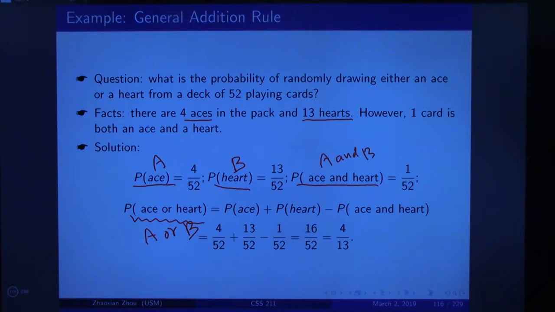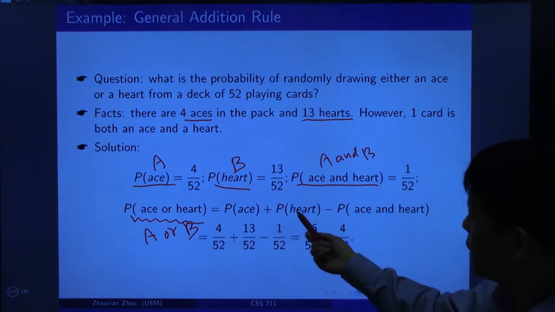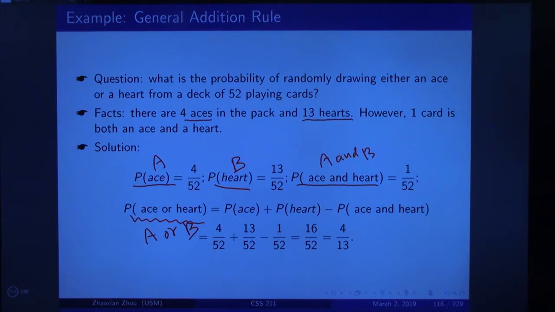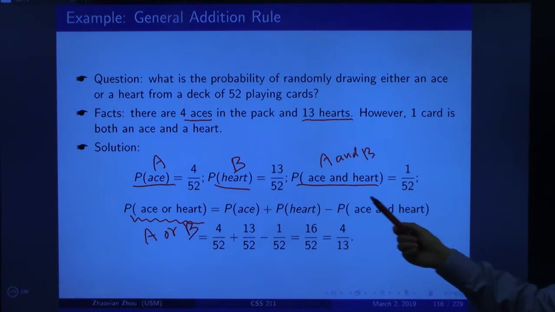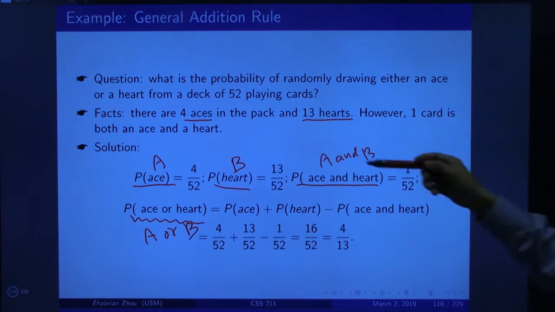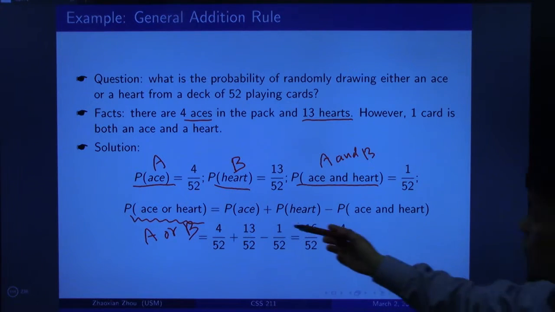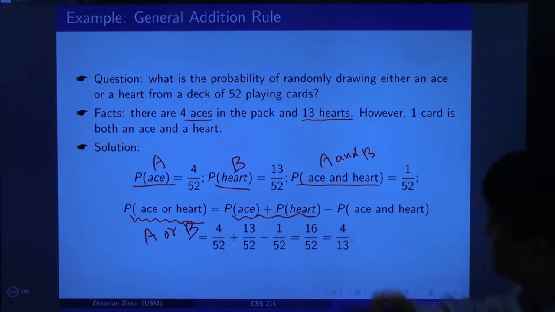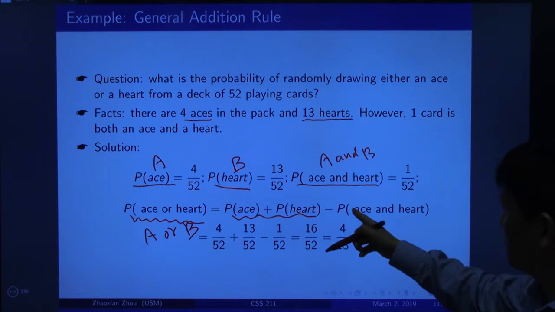So we know P(A or B) equals P(A) plus P(B) minus P(A and B), right? The reason we use this formula is that event A, ace, and event B, heart, are not disjoint. That means a card can be an ace and a heart at the same time. So we need to use this formula. We cannot use only this part. This part only applies to disjoint events, and these two events are not disjoint.